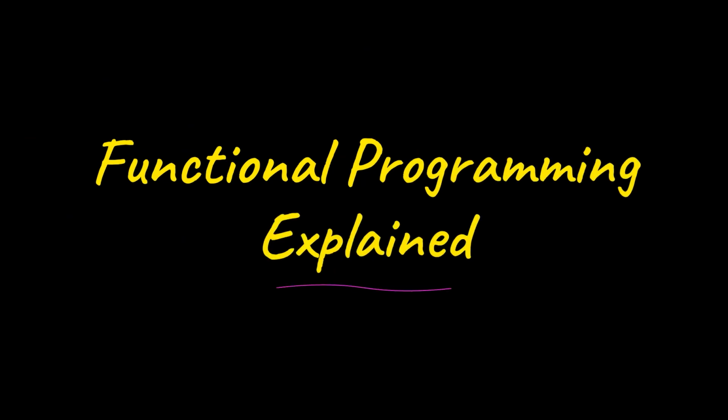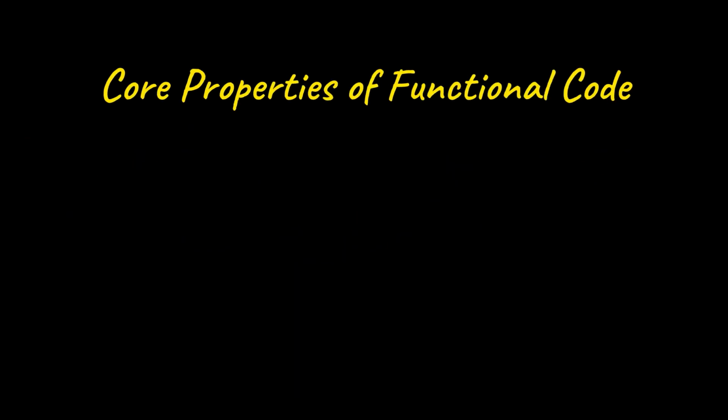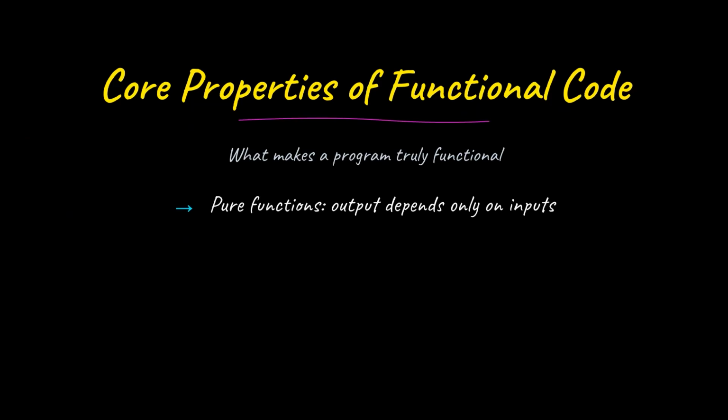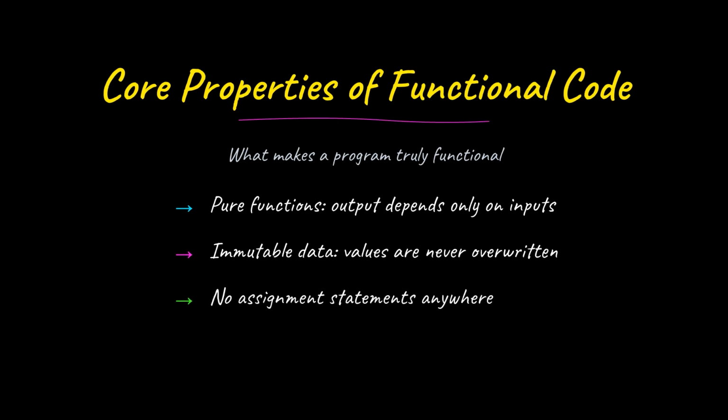Functional programming is a paradigm where computation is built entirely from mathematical functions, no step-by-step instructions, no variables being reassigned, just inputs flowing into outputs. Functional programs share four defining traits: pure functions, immutable data, no assignment statements, and recursion in place of mutable loops. Together, these make every function call predictable and provable.